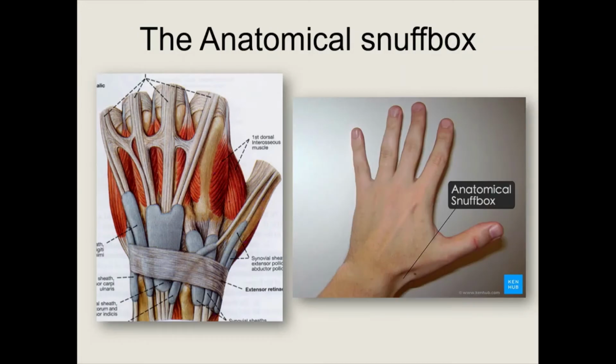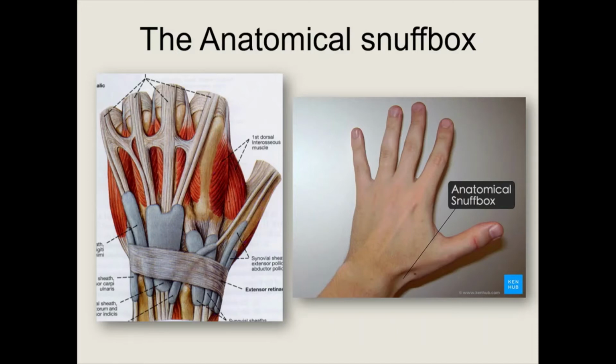Okay, so having understood the dorsal compartments, now you will be able to appreciate the anatomical snuff box much better. So what is this anatomical snuff box? This anatomical snuff box is nothing but the gap formed here between the first compartment tendons and the third compartment tendon, which is the extensor pollicis longus. So that is the anatomical snuff box.